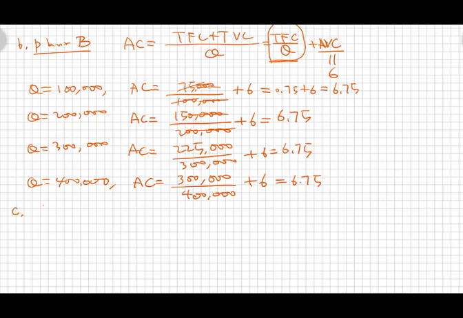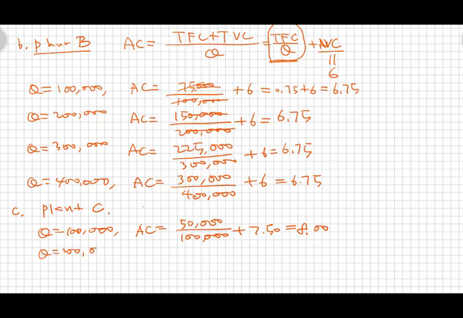For question C, now we are looking at plant C. So do the same thing, 100,000 units that exceeds plant C, requires 2 of plant C. So your total fixed cost becomes double immediately. So 25,000 multiplied by 2 is 50,000 total fixed cost divided by 100,000, and average variable cost is $7.50. So you have $8 average cost when you produce 100,000.